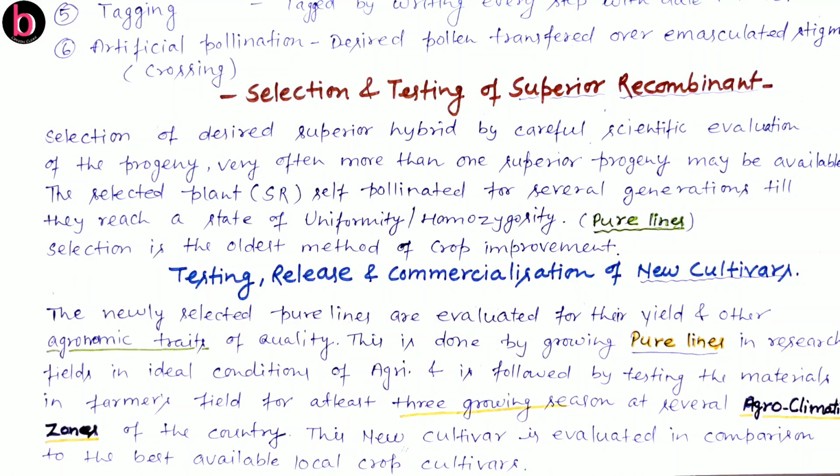This new cultivar is evaluated in comparison to the best available local crop cultivar in that particular area. If it supersedes that cultivar, it means the new cultivar the plant breeders developed is of the best type, and it is ready for release and commercialization in the open market.